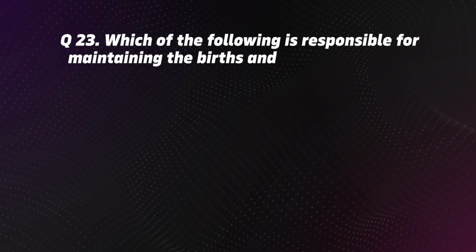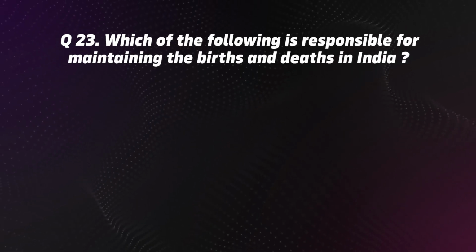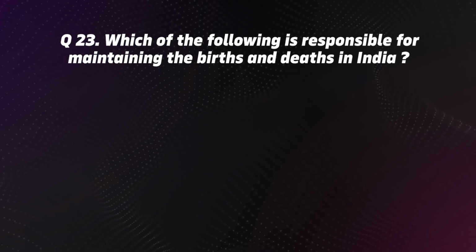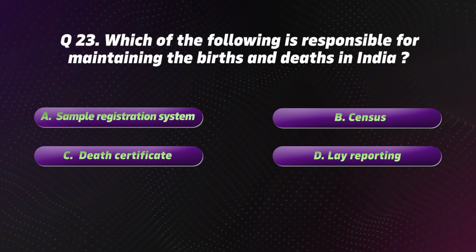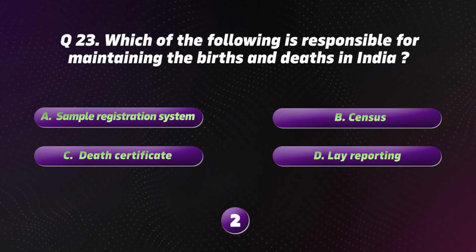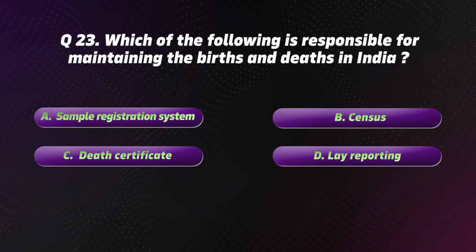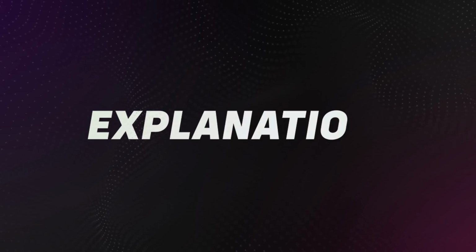And Question 23. Which of the following is responsible for maintaining the births and deaths in India? Here are the options. A. Sample registration system. B. Census. C. Death certificate. D. Lay reporting. And the correct option is A. Sample registration system. Here is the explanation.